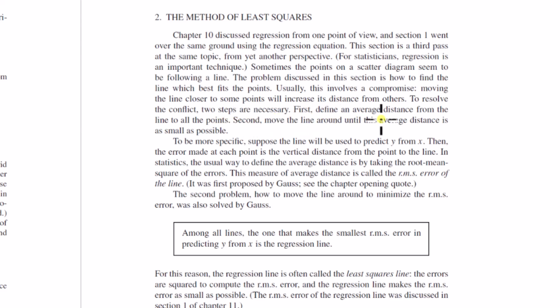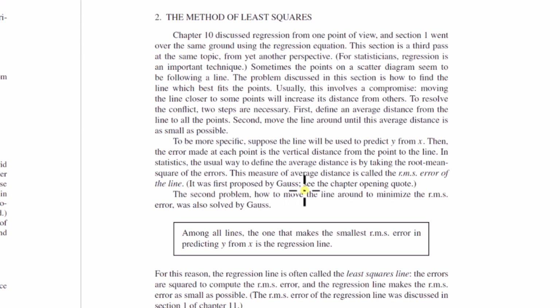To resolve the conflict, two steps are necessary. First, define an average distance from the line to all the points. Second, move the line around until this average distance is as small as possible. To be more specific, suppose the line will be used to predict y from x, then the error made at each point is the vertical distance from the point to the line. In statistics, the usual way to define the average distance is by taking the root mean square of the errors. This measure of average distance is called the RMS error of the line.